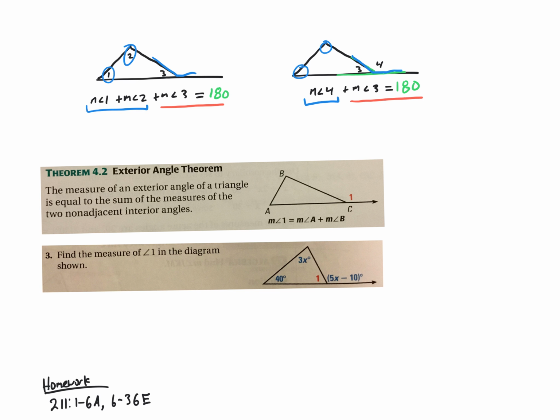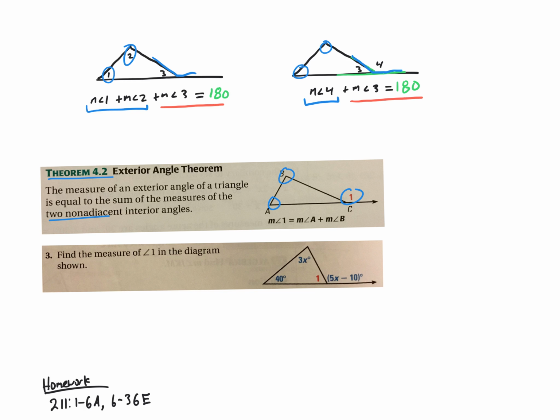And that's exactly what theorem 4.2 says. It says the measure of an exterior angle of a triangle is equal to the sum of the measures of the non-adjacent, so the ones not next to it, interior angles. So if I want to find the measure of this angle 1, I say that one plus that one.